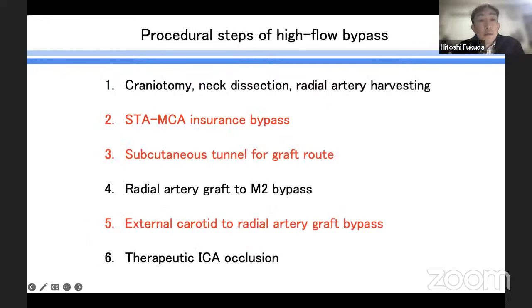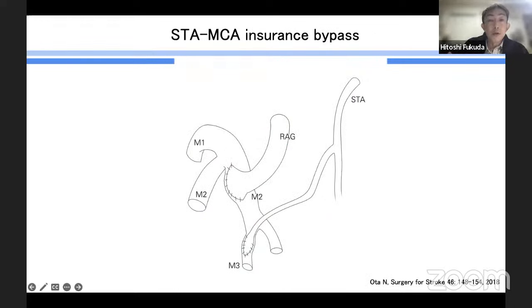Here, I will show you the procedural steps of high flow bypass. There are 6 steps, but today I'm going to focus on these 3: STA-MCA insurance bypass, subcutaneous tunnel for graft route, and external carotid to radial artery graft bypass. First, I will show you STA-MCA insurance bypass. Insurance bypass may be unfamiliar to somebody, but this bypass is STA to distal MCA bypass before the radial artery bypass.